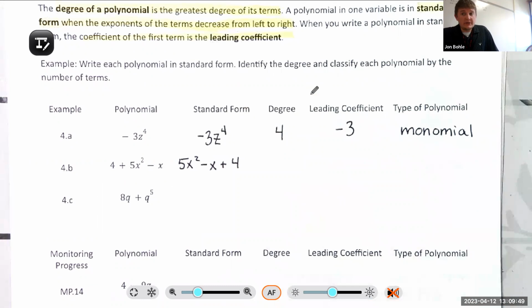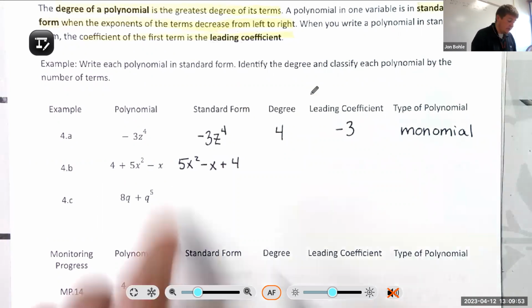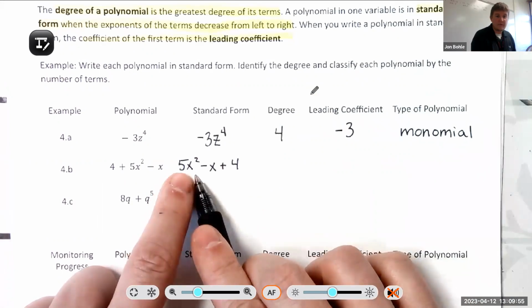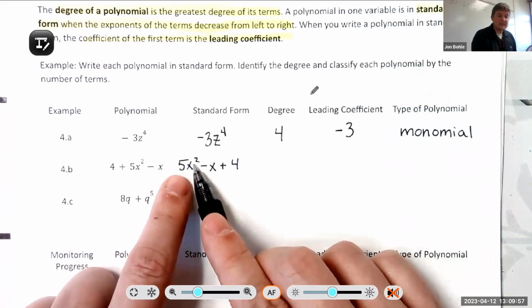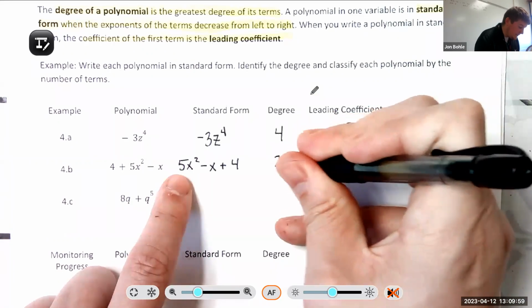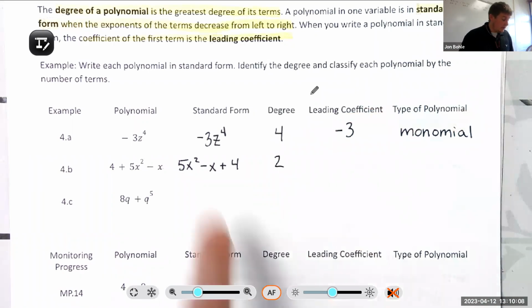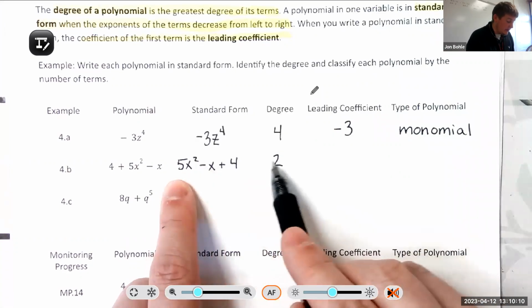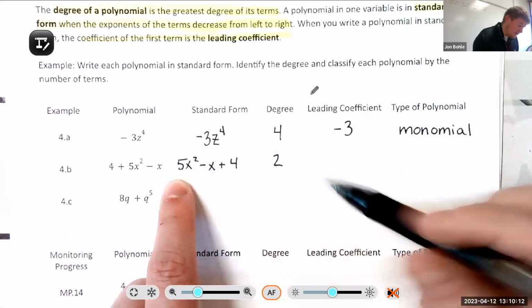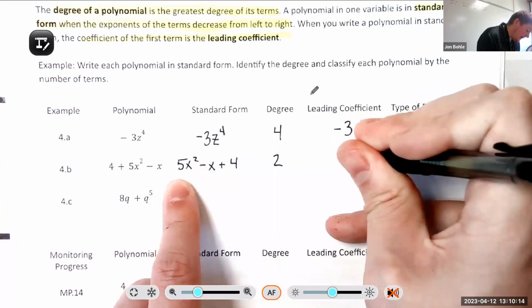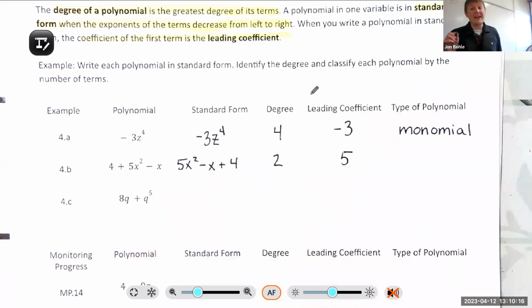Now the degree is going to be the highest exponent in any of your terms. So that should always be in the front if you wrote it in standard form. So here we have x to the second. So that's going to be our degree, highest degree. Okay, leading coefficient. Once again, number multiplied by the variable with the degree. So here we have x to the second. That's our degree. And the number multiplied by it is 5. Okay, again, that should be the very first number written in standard form.